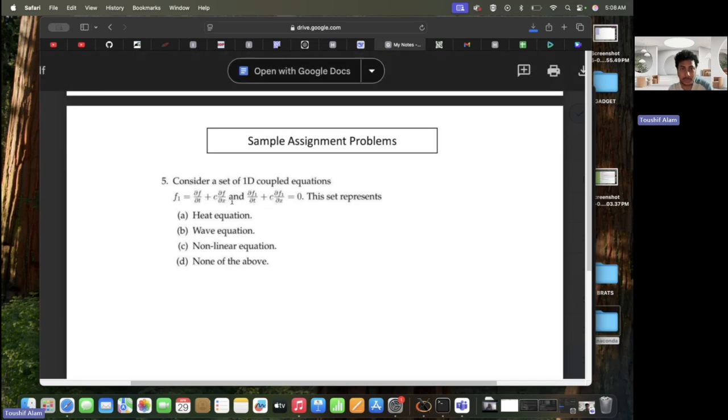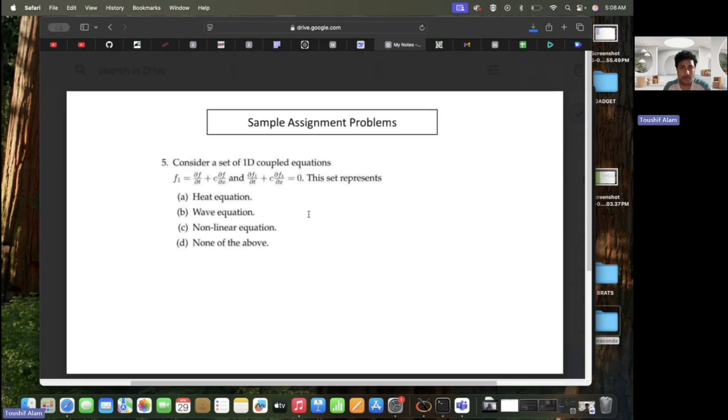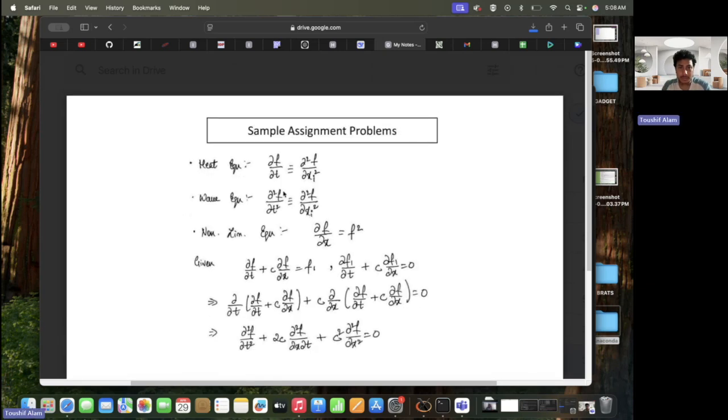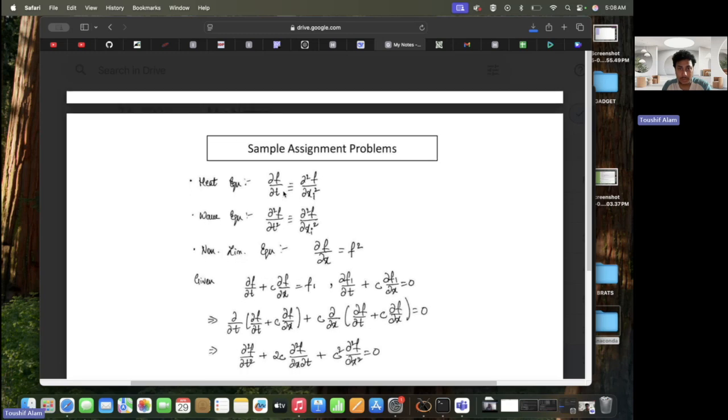So if one is equal to this and this is equal to 0, this set represents heat equation, wave equation, nonlinear, none of the above. I think you can guess. But still, heat equation is del f del t equals a del square f del x square. Wave equation is del 2 f del t square equals del 2 f del x square. Nonlinear equation is del f del x is equal to f square.